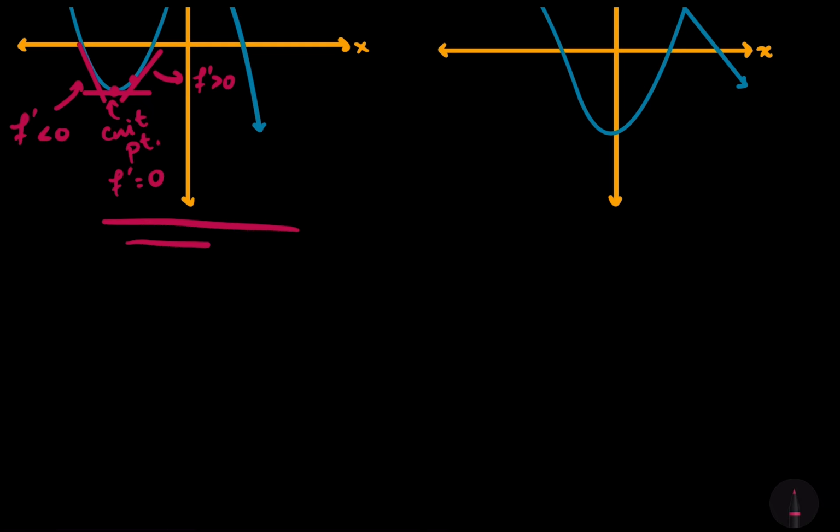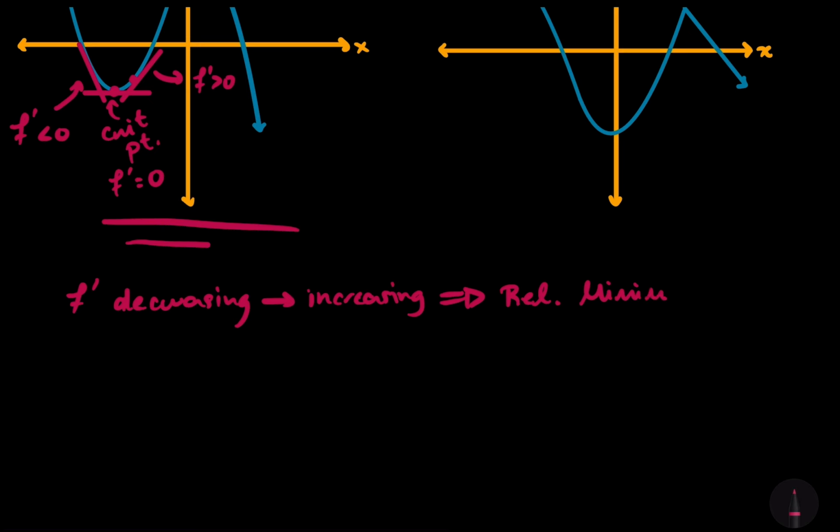So if f prime goes from decreasing to increasing, then this tells us that we have a relative minimum. And you can always think graphically, you don't really have to memorize this.